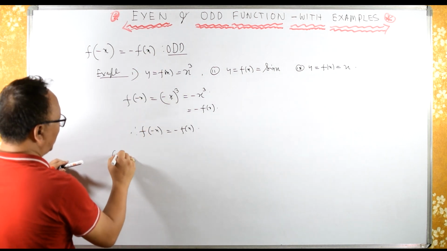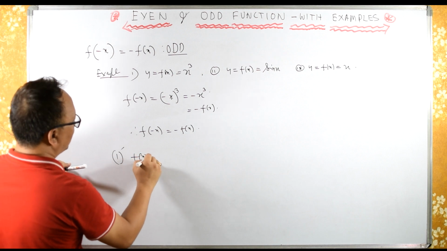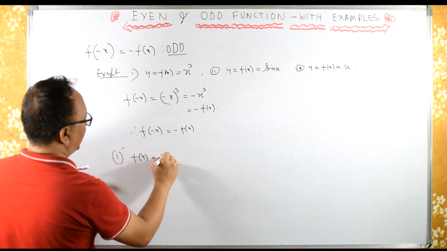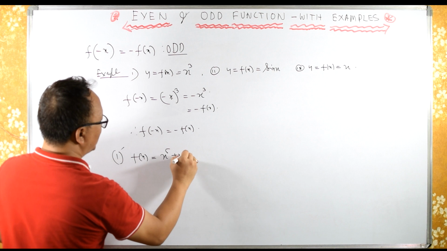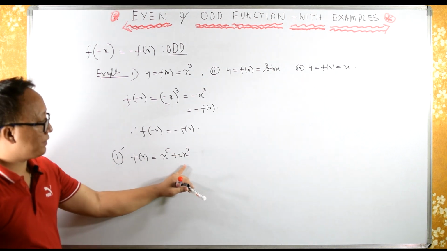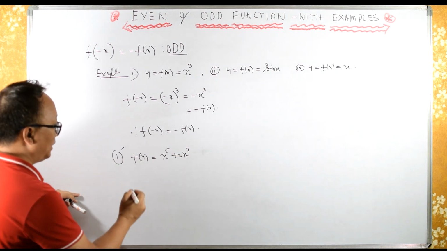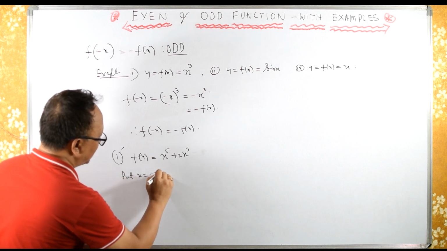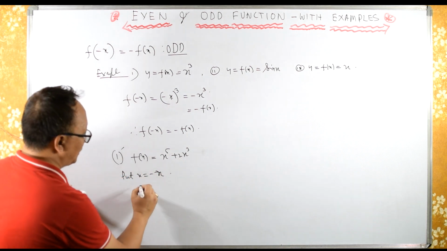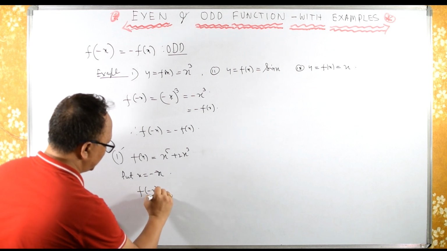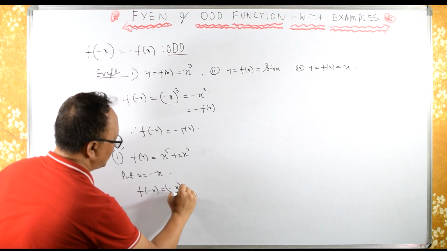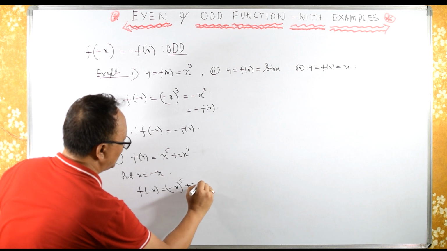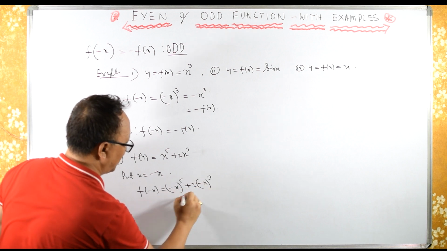Let's take another example, 1 prime: f of x equals x to the 5 plus 2 x cube. Let's check whether this function is odd. What you have to do is substitute x equals minus x in the given function. So f of minus x equals minus x raised to 5 plus 2 times minus x raised to cube.